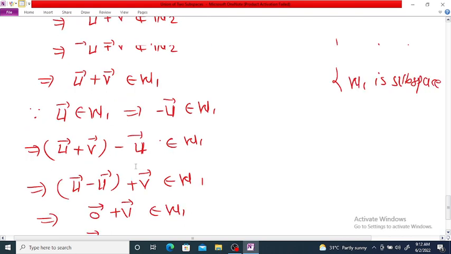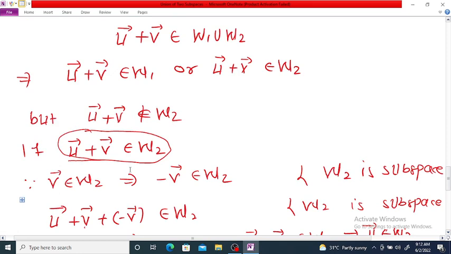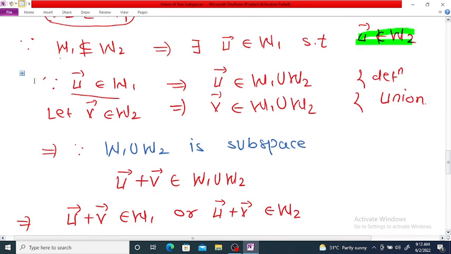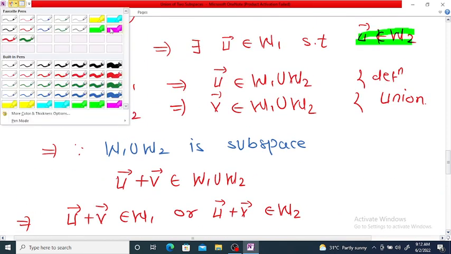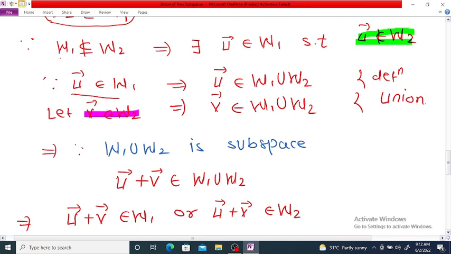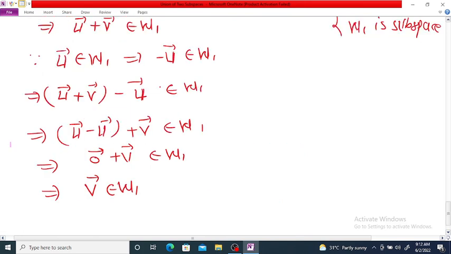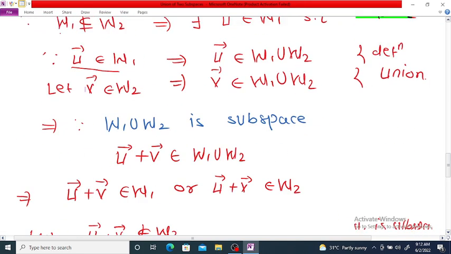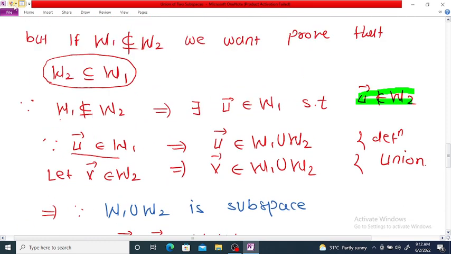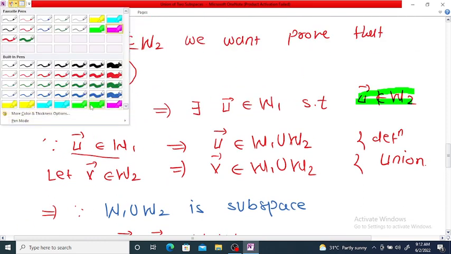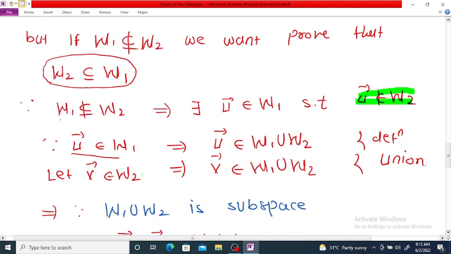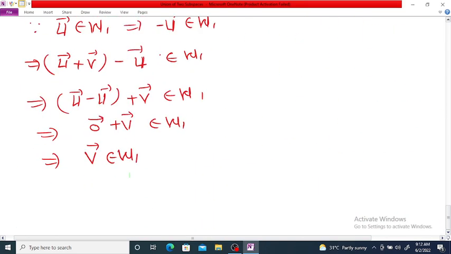But what is v bar? If you see here, v bar belongs to what? v bar belongs to W2. Here you can check, v bar belongs to W2, and we obtain here v bar belongs to W1.